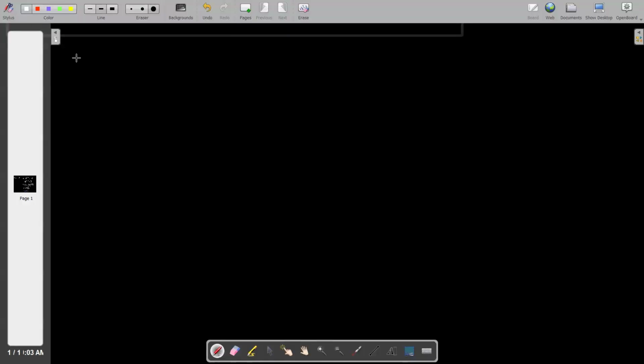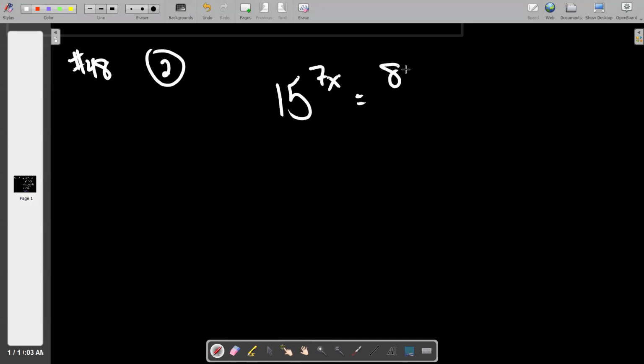So this is number 2. Yes. So if we add 10, we get 87.5. If we divide by 6, we should look at this. We should have 15 to the power of 7x equals 87.5.